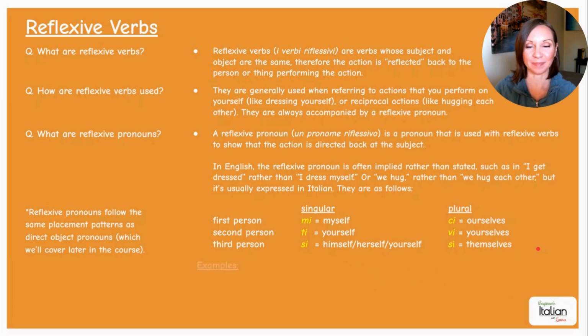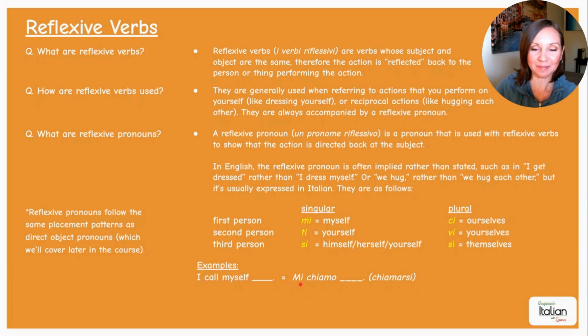So, for example, if you say "I call myself" in Italian, you really are saying "my name is" in English. So you'd say, mi chiamo, and then your name. I would say, mi chiamo Laura, or I call myself Laura.